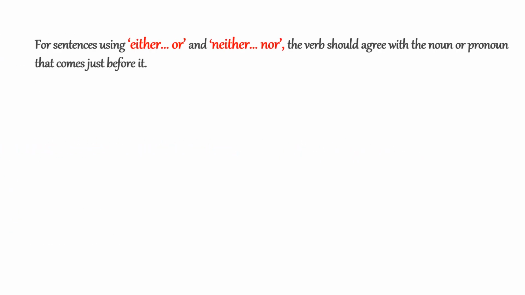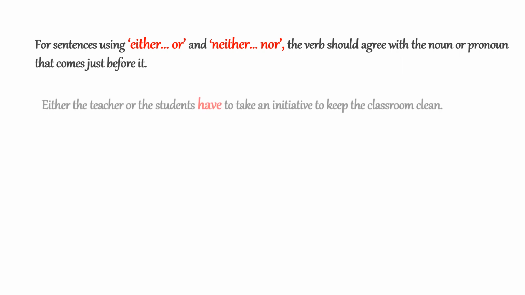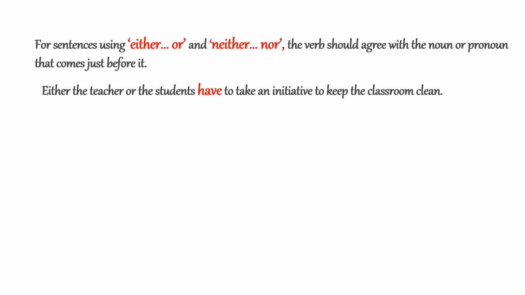For sentences using either, or, and neither, nor, the verb should agree with the noun or pronoun that comes just before it. See the example. Either the teacher or the students have to take an initiative to keep the classroom clean. Neither Ricky nor Gina is here yet. This is the next rule.